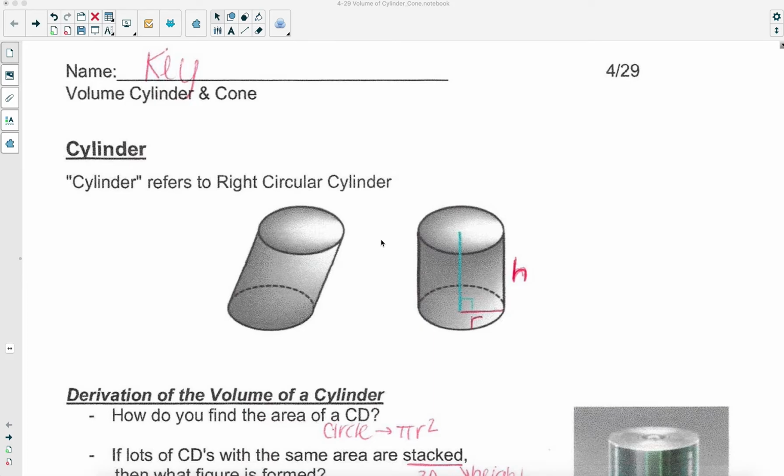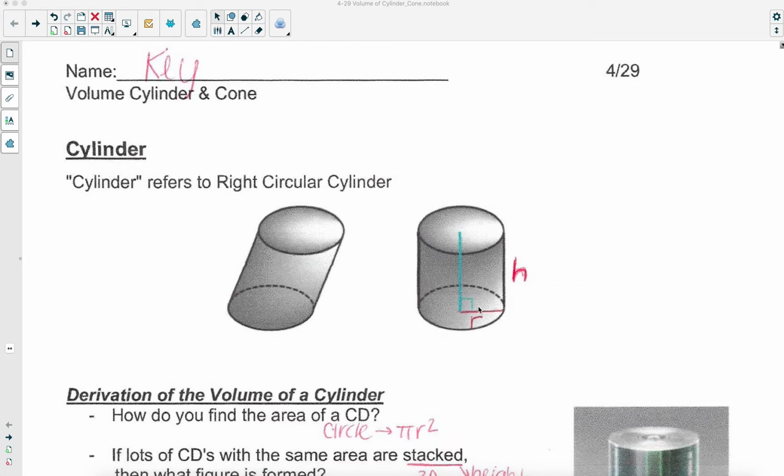So let's get into our last lesson that will be included in your quiz, and that is volume of a cylinder and volume of a cone. So in our class, when we talk about a cylinder, it's always referred to that we are dealing with a right circular cylinder, not this oblique cylinder over here. This diagram might look familiar from when we did Cavalieri's principle.